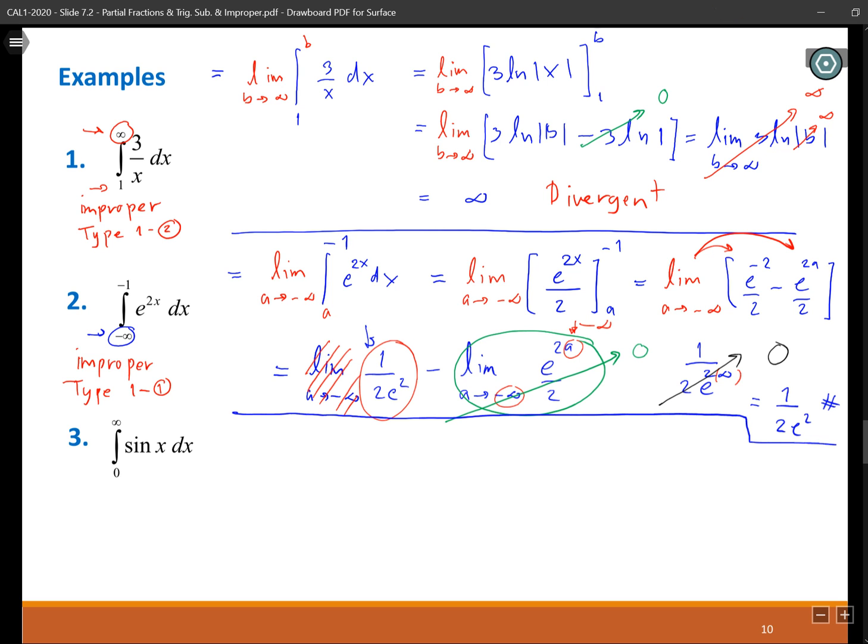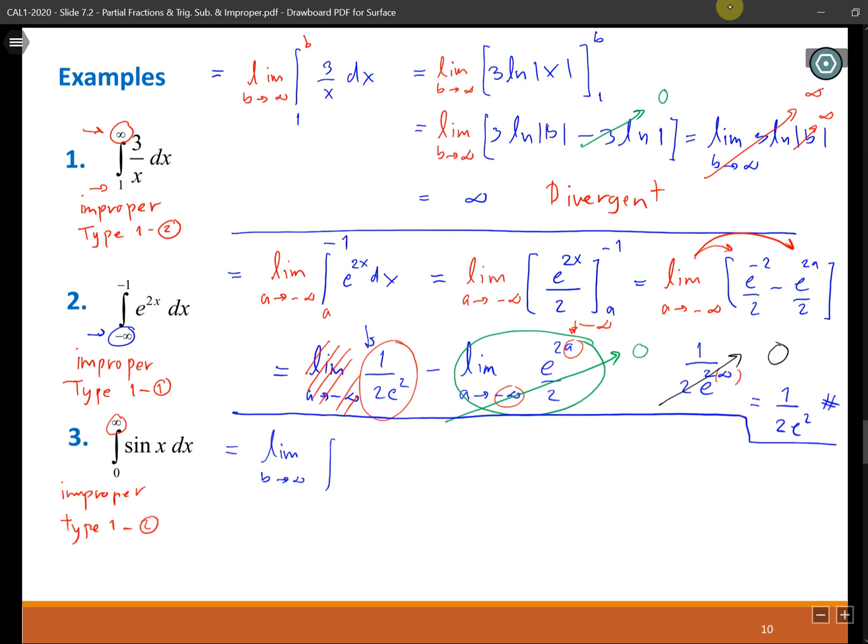Now let's try example number 3 really quickly. This one doesn't take long. The first thing I see here, whoa, definitely improper. And the problem is with the boundary, so this is type 1. Upper bound, this is type 1 scenario 2. So let's put a limit into this expression. For the upper bound, it's about having this limit of b approaches infinity.